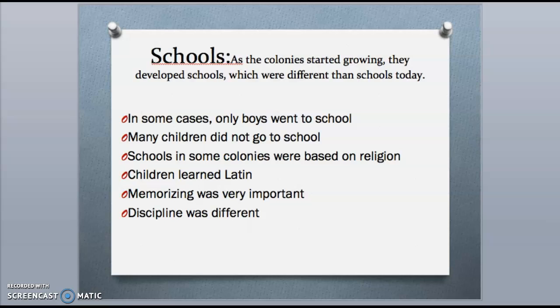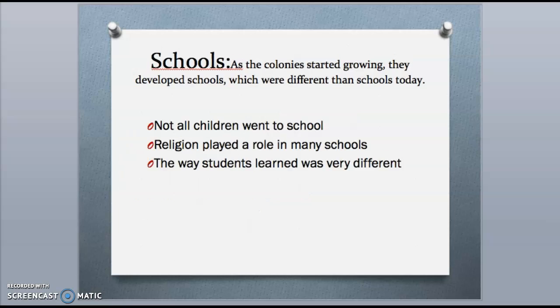That seems like I could probably write a good paragraph about that. Children learned Latin, memorizing was very important, and discipline was different are all pretty small. I don't know how much I could write about each one of those. But I could write a paragraph where I talk all about how the school curriculum and the way that they learned was a little bit different. So let me show you how I would organize that into three points.